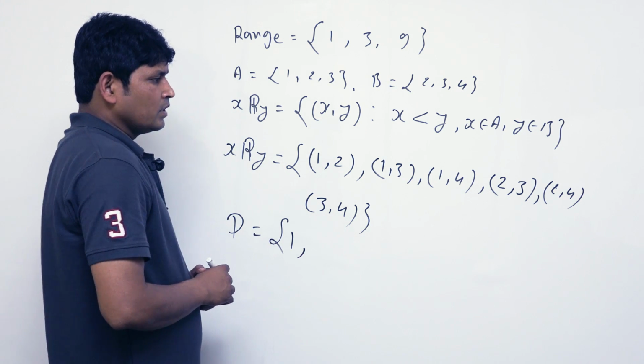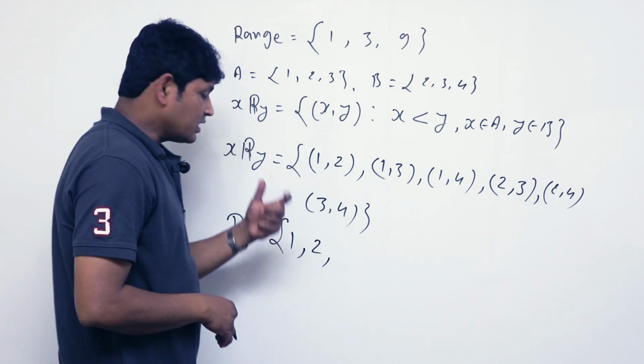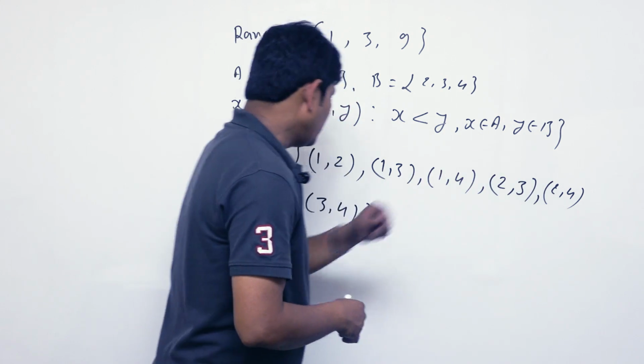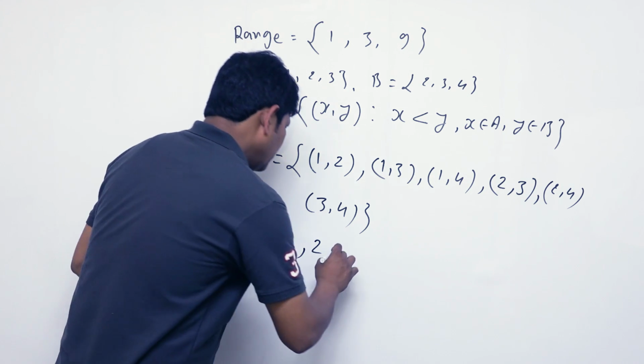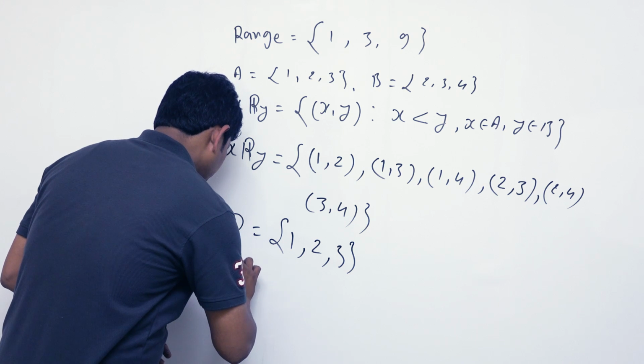Another domain element is 2, because next time also 2 is there. But in a set, we cannot repeat the element. So 2 cannot be repeated there. So 1, 2 and 3 is the domain.